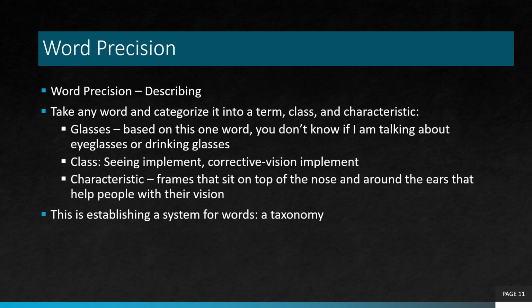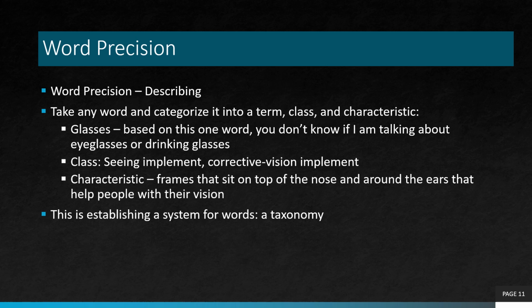So in the following slides, we're going to go through word precision, and this is about the words that we use to describe things. What you want to do when you're using words is take any word and categorize it into a term, a class, and then you characterize it. So here in this example, I give you glasses. Based on this one word, you don't know if I'm talking about eyeglasses or drinking glasses, right?